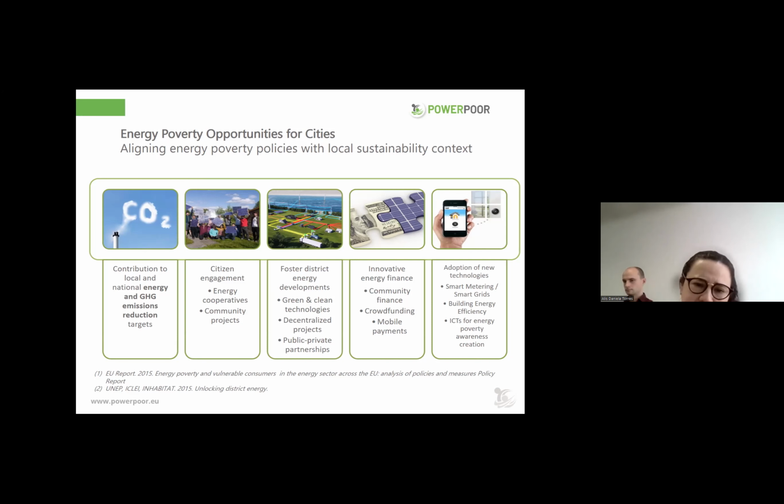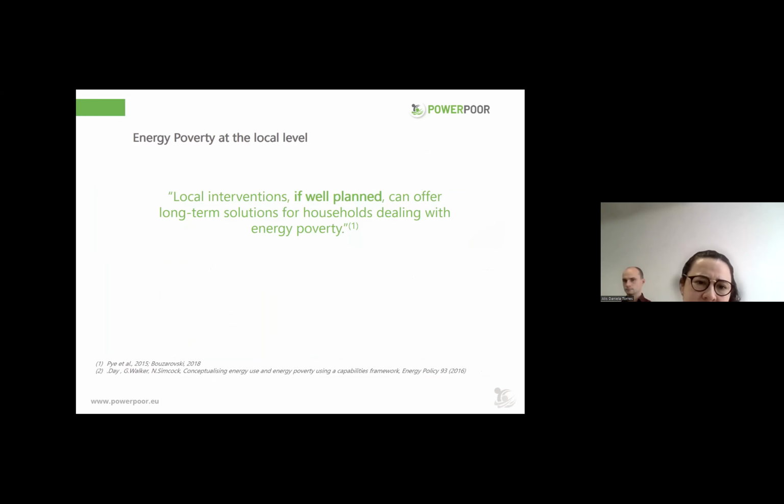So we can also see it from that perspective, and that is why during the last years, city networks like ICLEI have been working to foster this understanding of energy poverty on a local level. There's this very interesting quote that we like to mention here, that local interventions, if they are well planned, can offer long-term solutions for households dealing with energy poverty. So we have to see energy poverty as a long-term issue, not just do measures that can be implemented in very few months or so, but then are not sustainable in time.